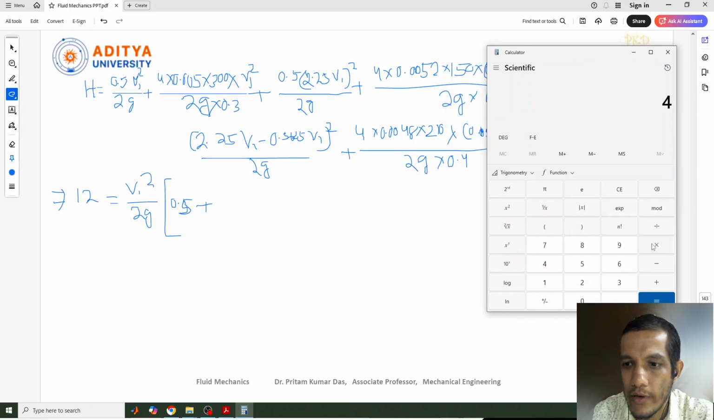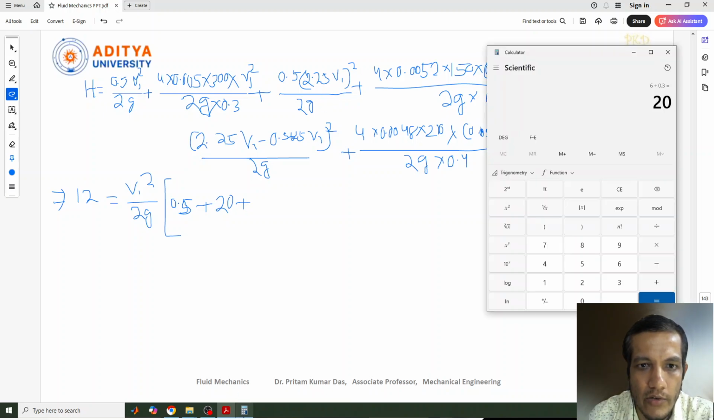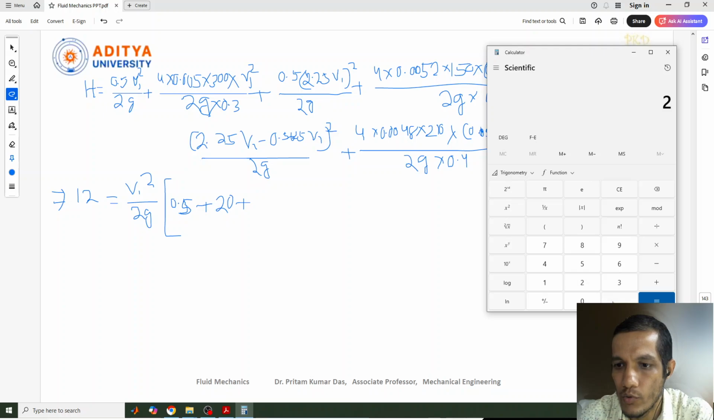Yeah, 4 into 0.005 into 300 divide, yeah, okay, 300 total came 6, okay, divided by 0.3, I hope. So this is 20. So this is 20. Again similarly v square by 2g gone, so remaining what will be there? v1 square by 2g gone, so that will be 2.25. so 2.25 square into 0.5, so 10.125.